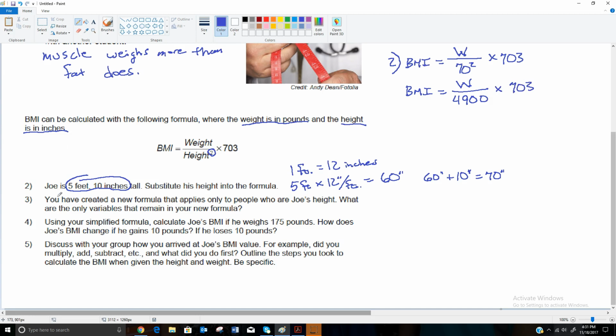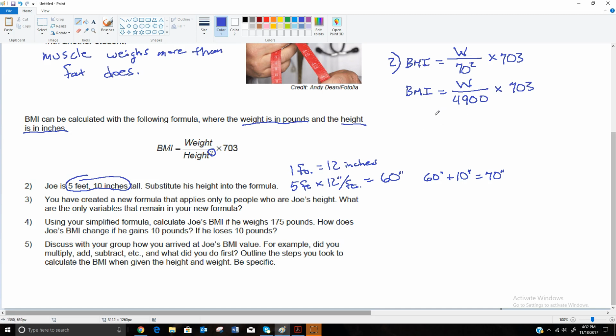So it says what we have here is we've created a new formula that applies only to people who are Joe's height. What are the only variables that remain in your new formula? So this is a formula that anybody that was 5'10" could use, because this 4,900 here on the bottom from the 70 inches is going to remain the same if they're 5'10". And so the only variables that remain now are weight, which is what you would typically put in, and then you would get back your BMI. We actually could, if we wanted to, change this right here.